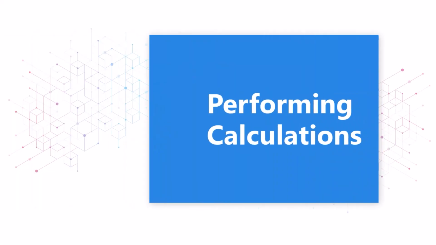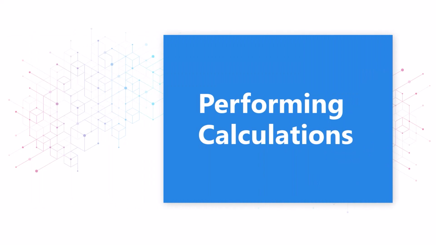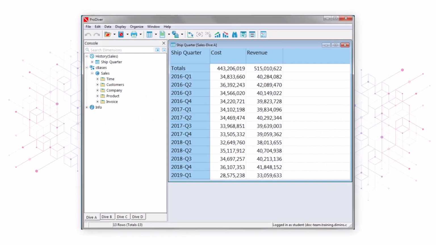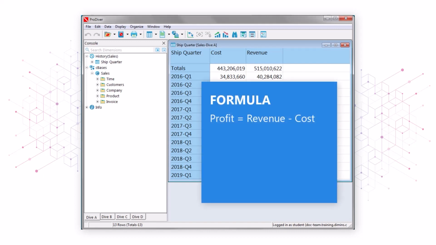In this demonstration, you'll learn how to create a new column that performs a calculation with the data in one or more existing columns. Let's say you're a wine and beverage distributor, and you use ProDiver to track costs and revenue on a quarterly basis. And let's say that now, in addition to costs and revenue, you'd like to track your profits from quarter to quarter. To calculate your profit, you need to subtract cost from revenue. You can create a new column that does that calculation for you and displays the results in the dive window.